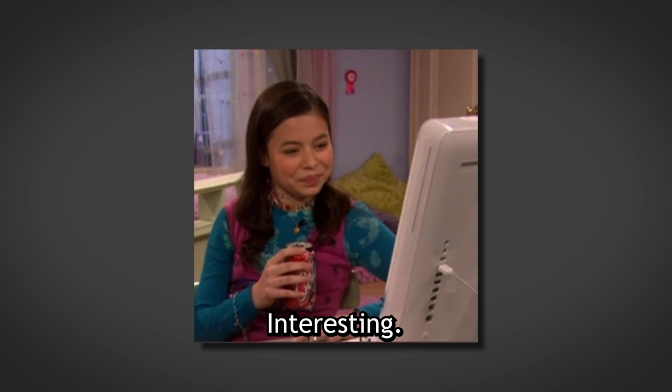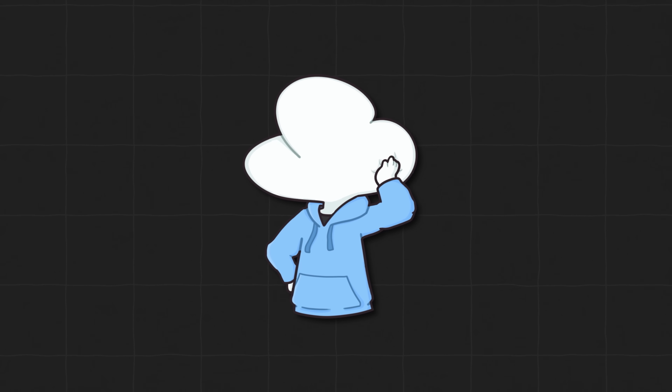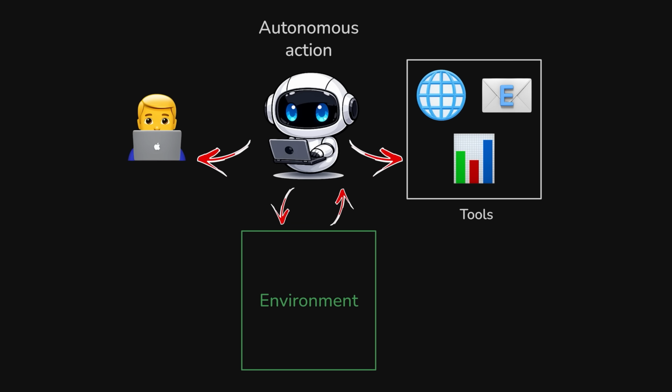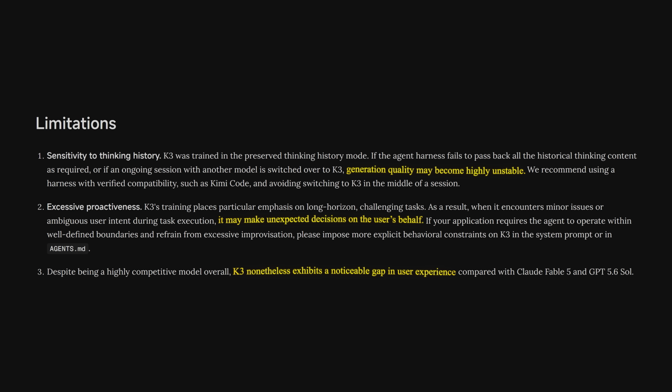This is a very interesting behavior, and one that I did not think was gonna backfire when you focus on training something to be autonomous. And lastly, they mentioned how despite being a highly competitive model overall, K3 nonetheless exhibits a noticeable gap in user experience compared with Claude Fable 5 and GPT 5.6 Sol.